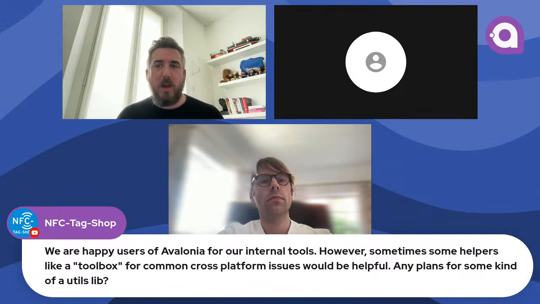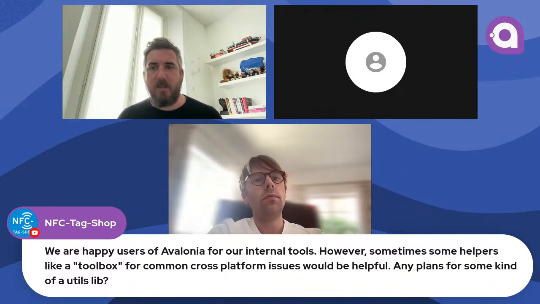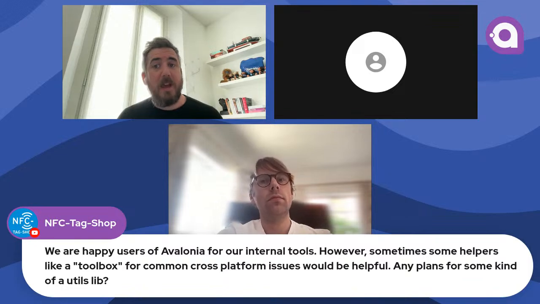So I think when we talked about it, we were thinking that we would start with things like the camera controls. We'd create a way to interact with cameras cross-platform, and on desktop it would use your webcam. We would test that out as a first step into creating some kind of helpers and toolbox for common cross-platform scenarios. But again, it comes down to resources.